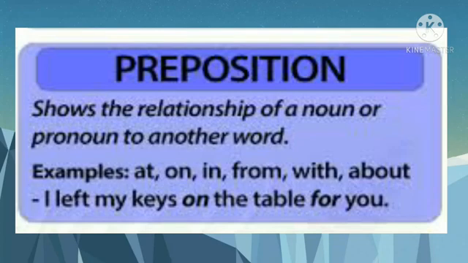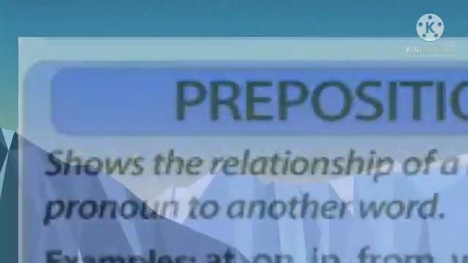Two different nouns are here. And what is the relationship? On the table. Where are the keys? They are on the table. So on is a preposition, and it is on the table for whom? For you. So for is a preposition that tells the relationship between table and you.